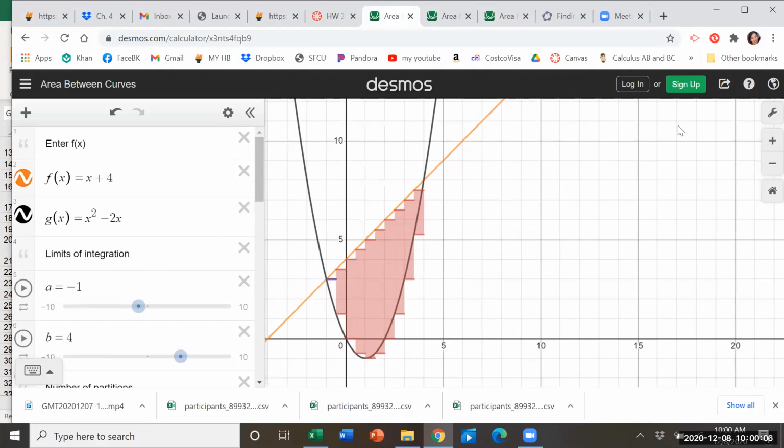Can you see my arrow when I'm pointing? You see my arrow when I'm pointing right here, like the orange curve? Okay, thank you.